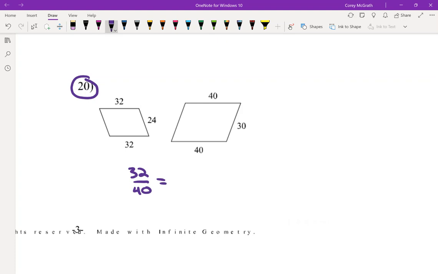Again, teaching kids to reduce this. How about 4 times 8? How about 4 times 10? Cancel the 4s, we're left with 8. Try 2 times 4. Try 2 times 5. Cancel those 2s, and you're left with 4 over 5. Smaller to larger, we get 4 to 5.